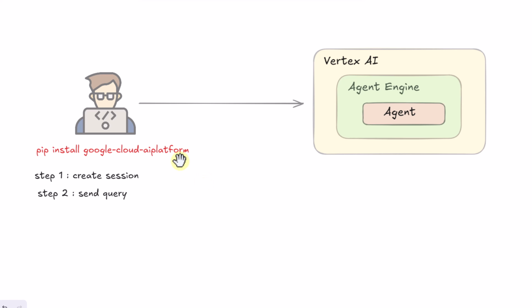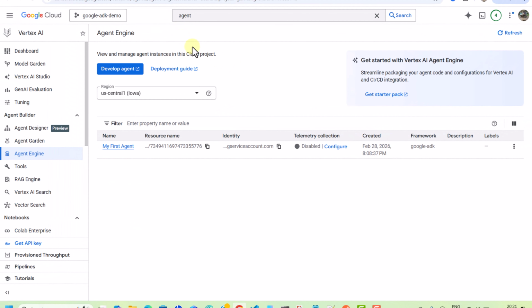And once you have access to VertexAI, then you basically have to do two things. Step one would be where you are going to create a session. And then step two would be where you are going to send your query. So let's go to our agent engine first.